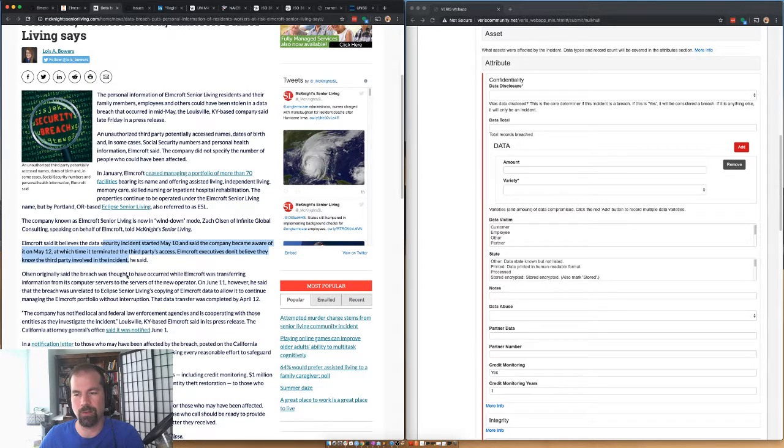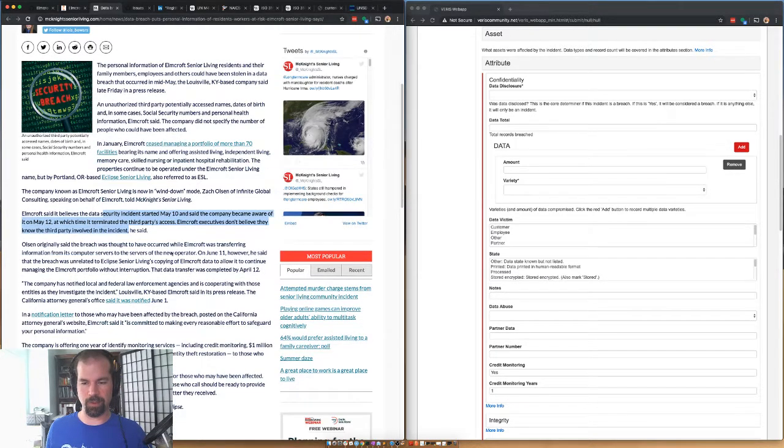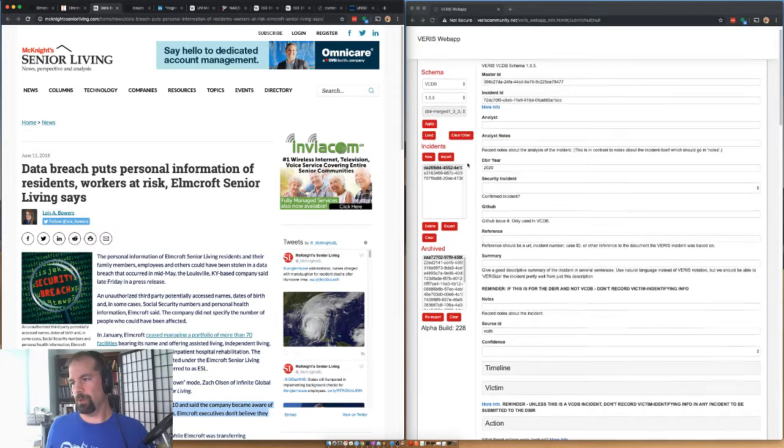Said the breach was thought to have occurred while Elmcroft was transferring information from its computer servers to the servers of a new operator. However, he said the breach was unrelated to copying the data. So probably they created an account while doing this, and the account got breached or something. Notification letter said the breach was originally thought to have occurred, then said the breach was unrelated. Okay, so they were doing something at the time. It didn't have anything. Okie dokie. Let's give this a shot.